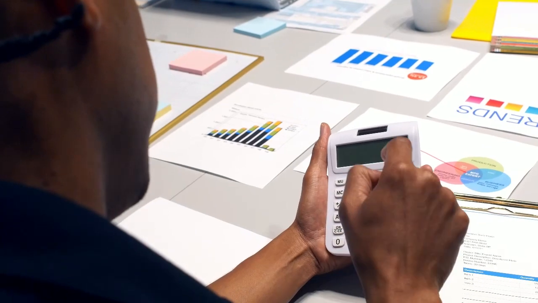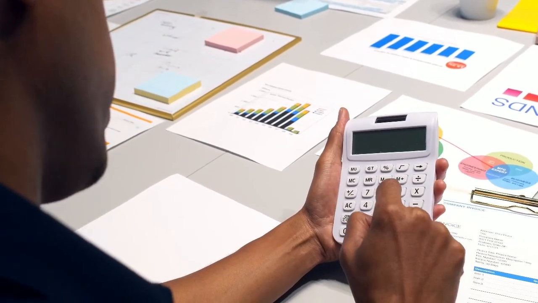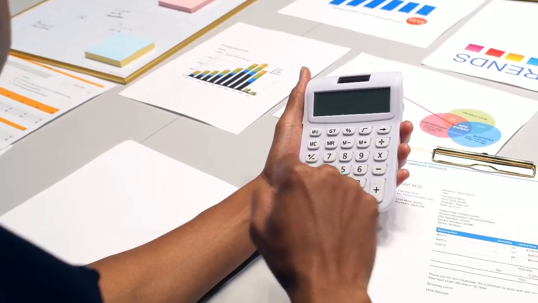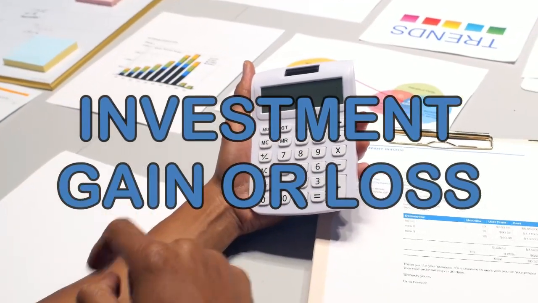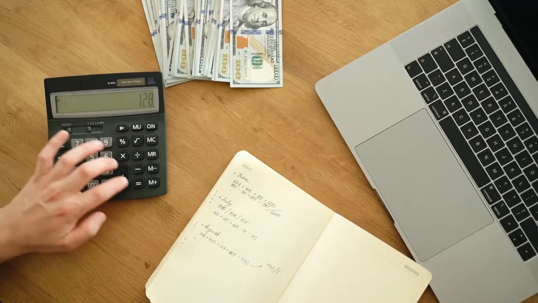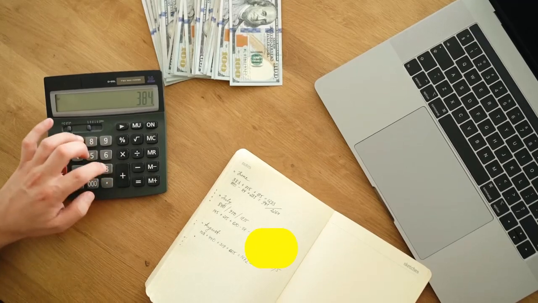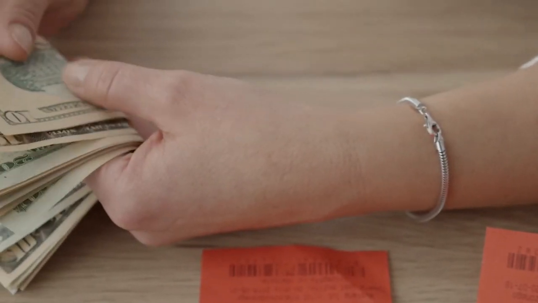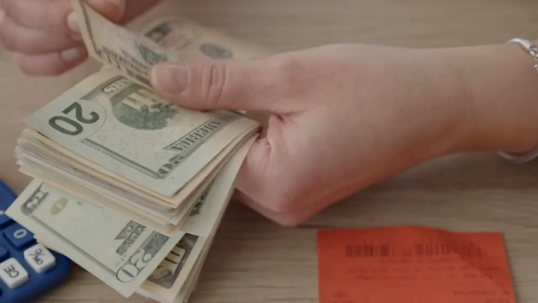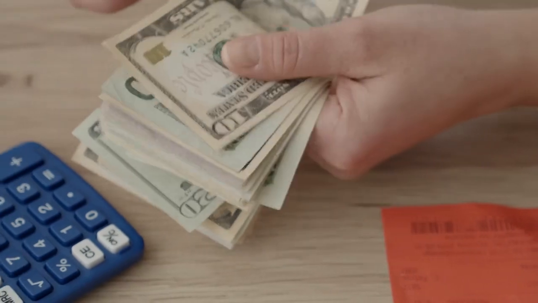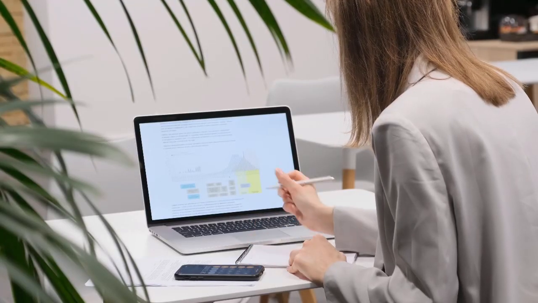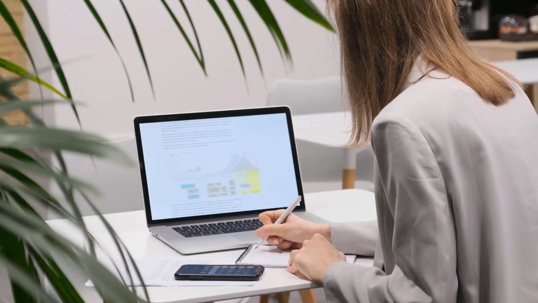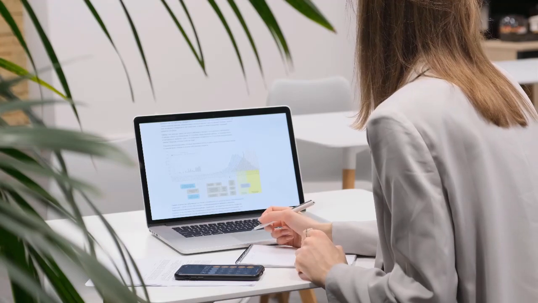Investors must first ascertain the original cost or purchase price in order to calculate the percentage gain or loss on an investment. The investment gain or loss is then calculated by deducting the investment's purchase price from its selling price. Divide the investment's gain or loss by the cost of the investment or the original purchase price. In order to calculate the percentage change in the investment, multiply the results by 100.